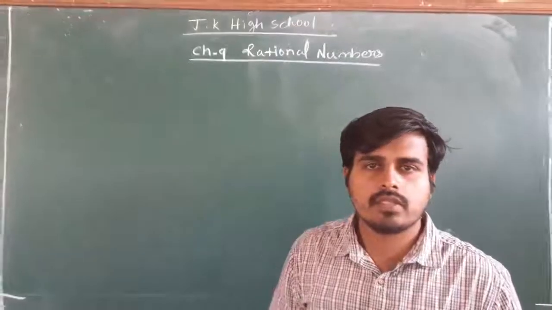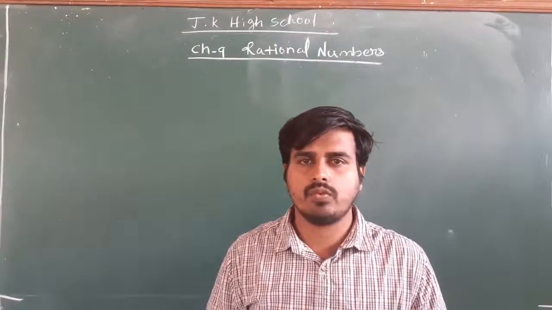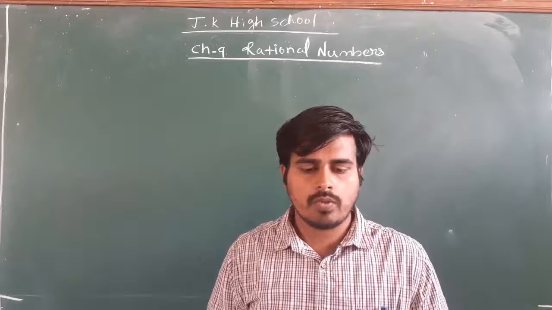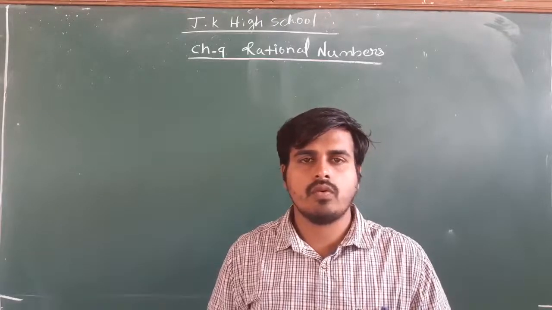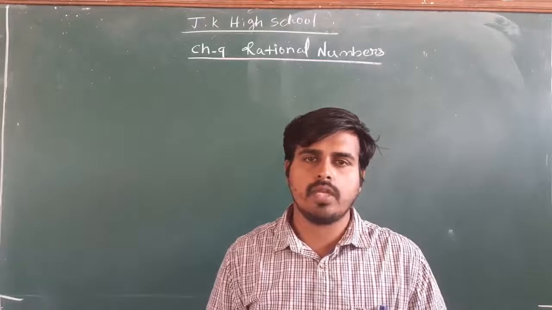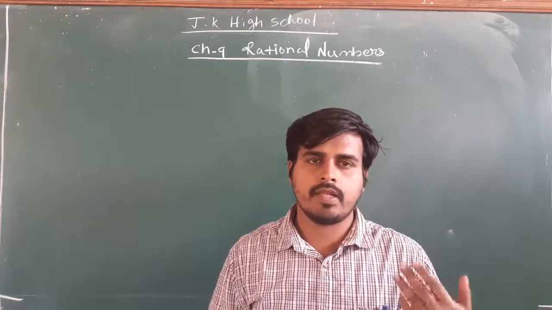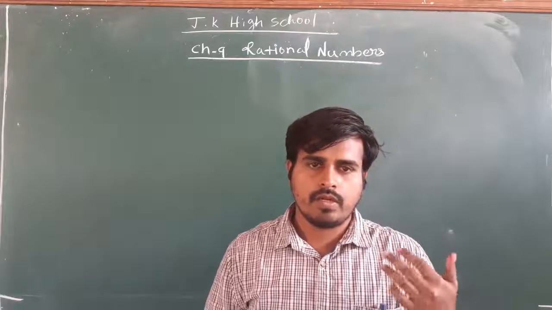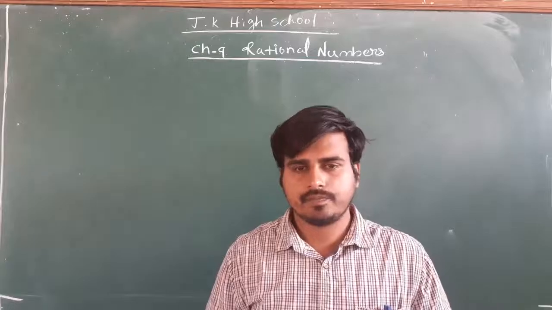Natural numbers means the numbers which we use on a daily basis, like 1, 2, 3 up to infinity. Whole numbers means if 0 is added to the set of natural numbers, then it is known as whole numbers, that is 0, 1, 2, 3 up to infinity. In integers, 3 types of numbers are there: positive integers, negative integers, and a neutral number, that is 0.